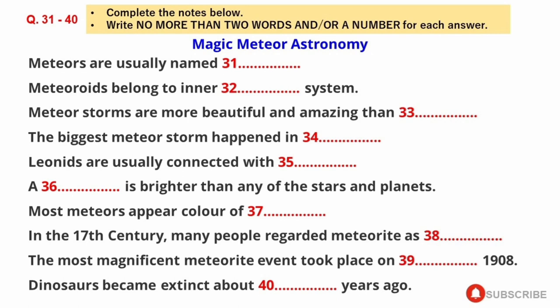Concentrations of material within the swarms may produce better than average displays in some years, with rates of hundreds per hour, and we're treated to a truly amazing display in which thousands of visible meteors can be seen for a brief period. The phenomenon is called meteor storms, which are more magnificent than meteor showers. That's wonderful! Definitely.